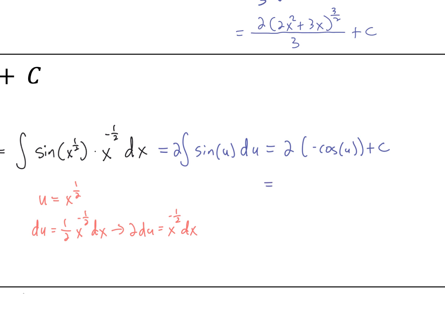Okay, and then I'll do two things here. I'll pull the negative out here, and then substitute what u was. So this u is x to the 1/2, but that's really root x, so I'll rewrite it as just root x. That's how you'll see it in the answer keys anyway.